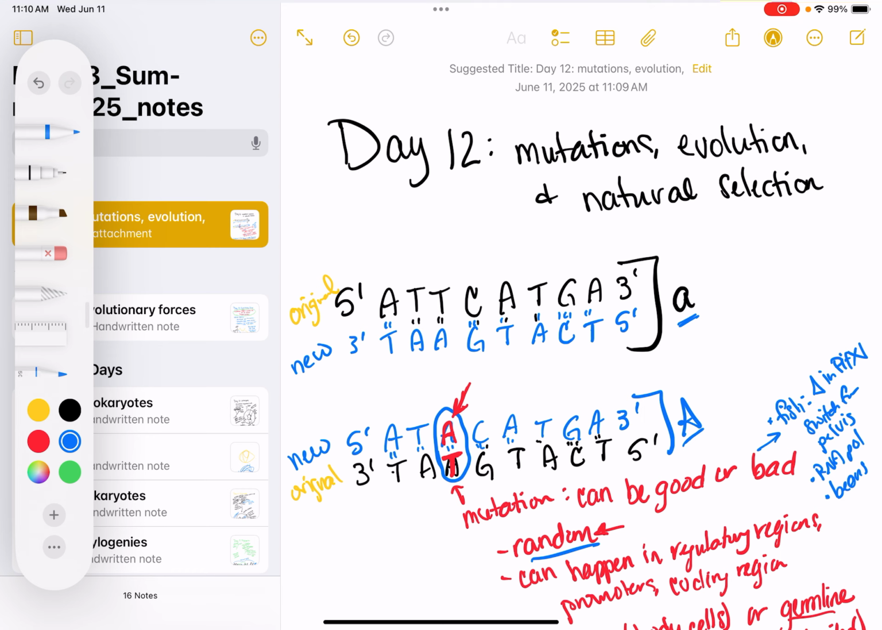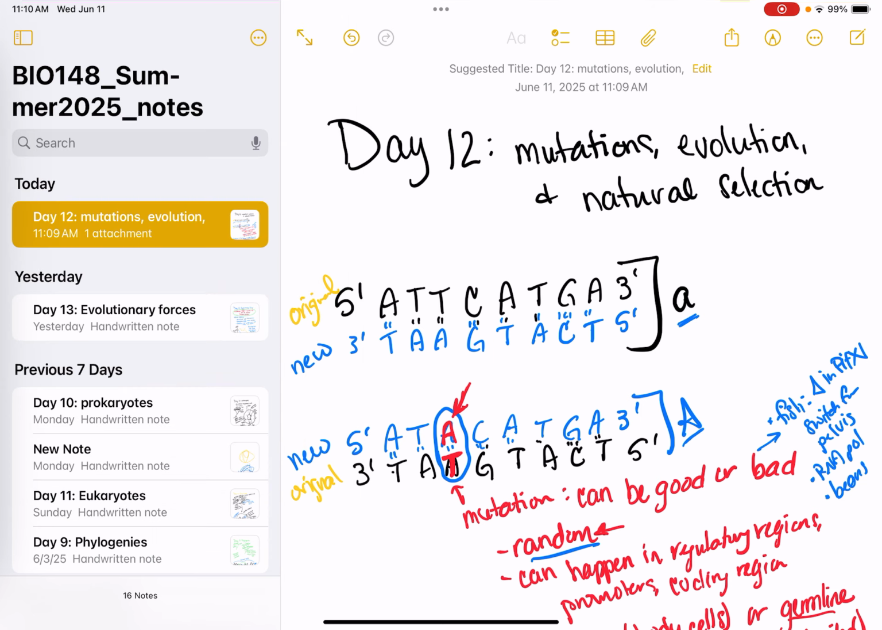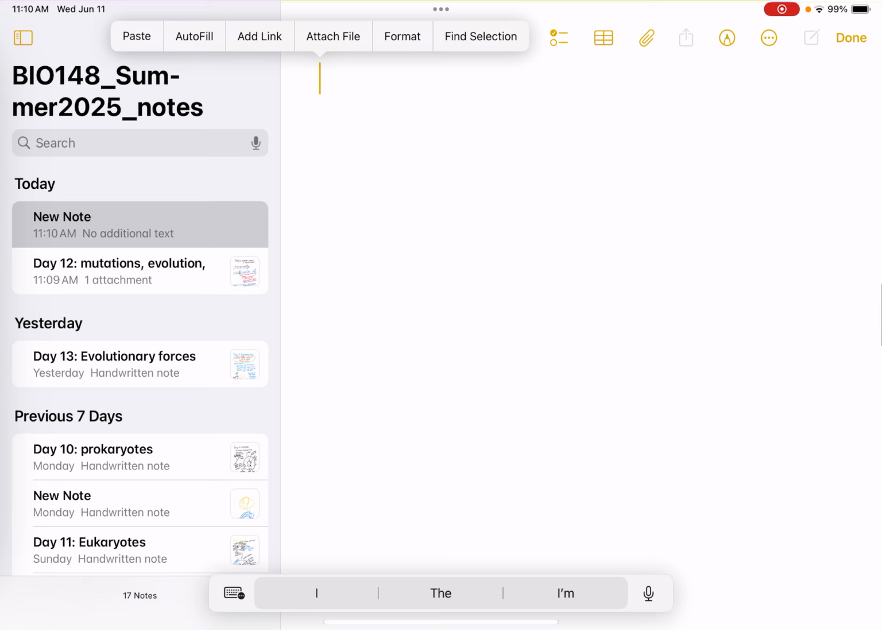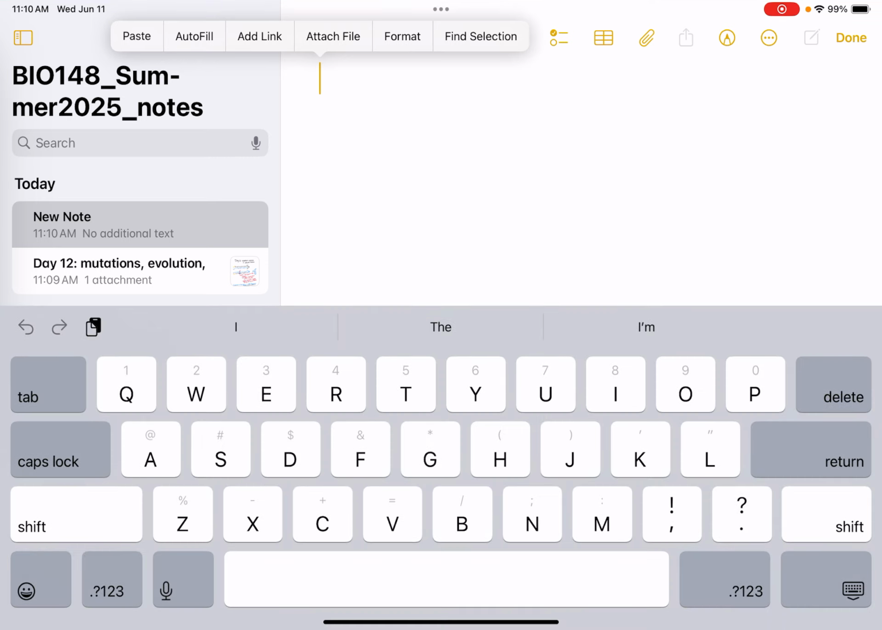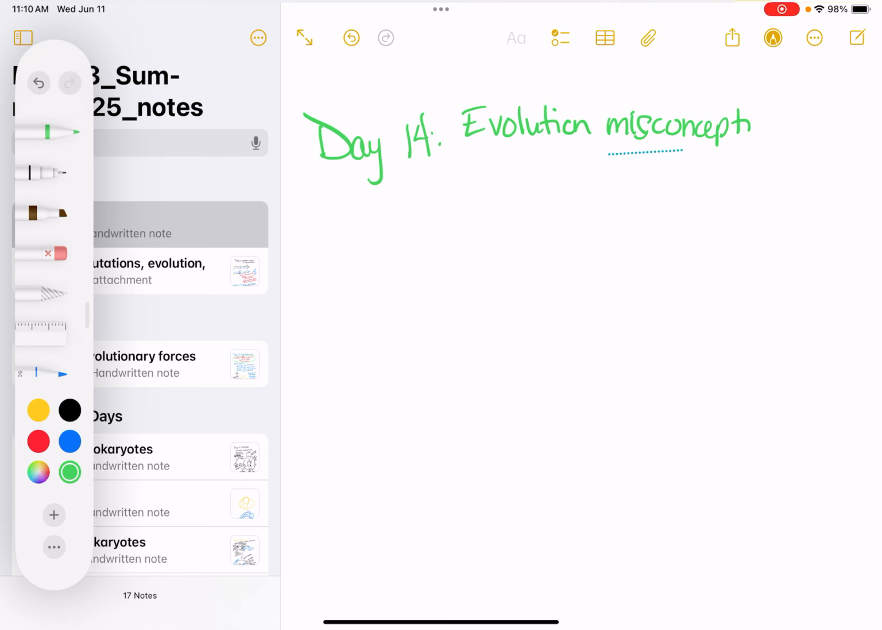Okay, so next I want to talk about, I'm going to open a new note for day 14. Okay, so today we're going to be on day 14. And we're going to talk about a few different things. So we're going to talk about evolution misconceptions. A lot of these we've actually already covered, but I'm just kind of putting them all together. Okay, evolution misconceptions, and how speciation happens.